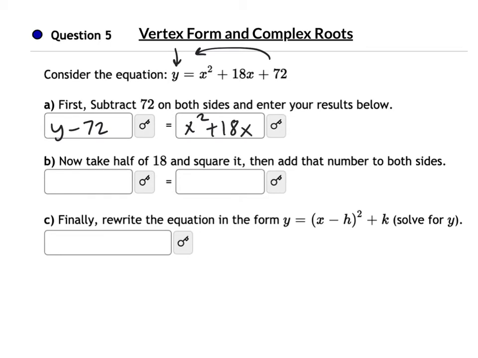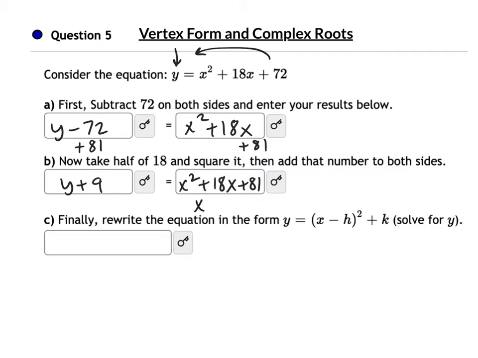Now we'll take half of 18, square it, and add that number to both sides. Half of 18 is 9. Square it, we get 81. We're going to add 81 to both sides. On the left side, negative 72 plus 81 is 9. Y plus 9 equals x squared plus 18x plus 81. Now we're going to rewrite it.